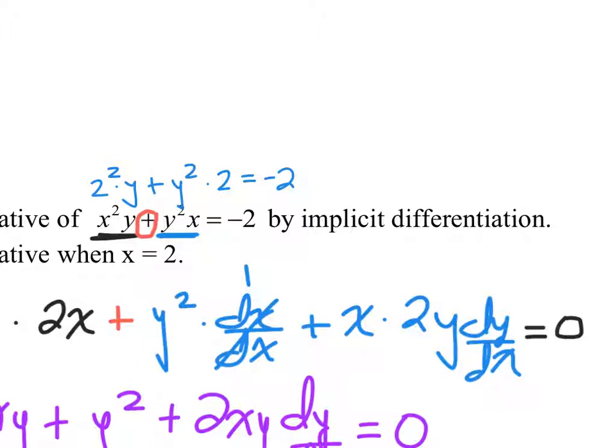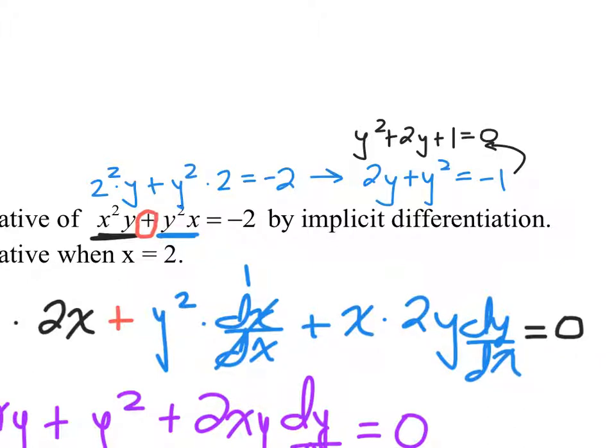All right, so everything's divisible by 2. I could divide out that. Make it 2y plus y squared equals negative 1. It's quadratic. So we're looking at y squared plus 2y plus 1. All right, that's a perfect square trinomial, y plus 1 squared. All right, so we get y equals negative 1 when you solve that.